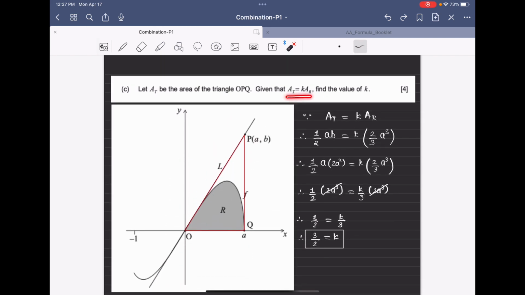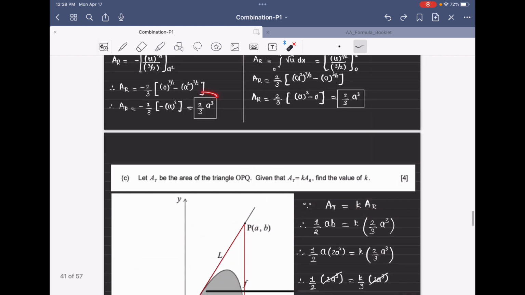So I'm using the same condition, AT is equal to K times AR. What is the area of a right angle triangle? Half of base, that is a, into height, that is b, half of ab. K as it is. What is AR? 2 by 3 a cube.